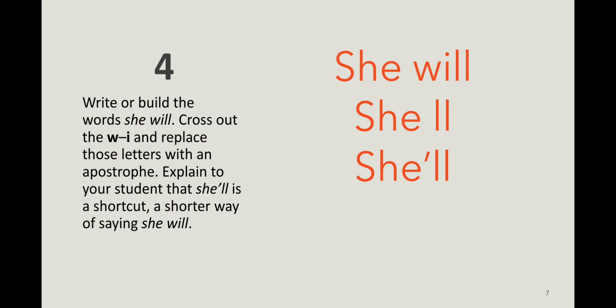Tip number four: write or build the words she will. Cross out the W and I and replace those letters with an apostrophe. Explain to the students that she'll is a shortcut. She'll means she will, it's a shortcut, a shorter way of saying she will.